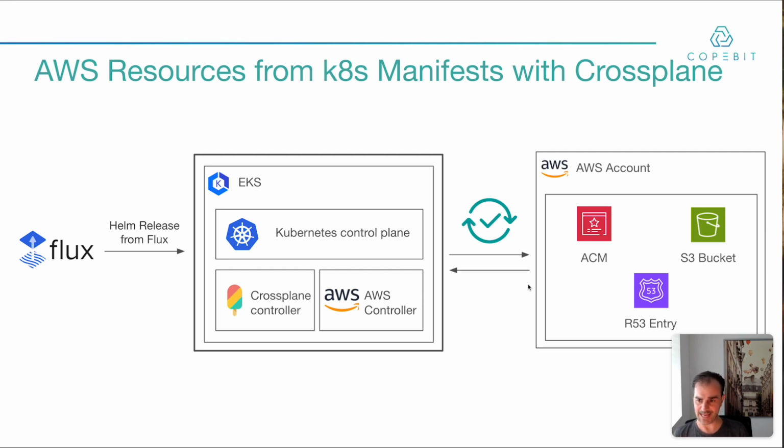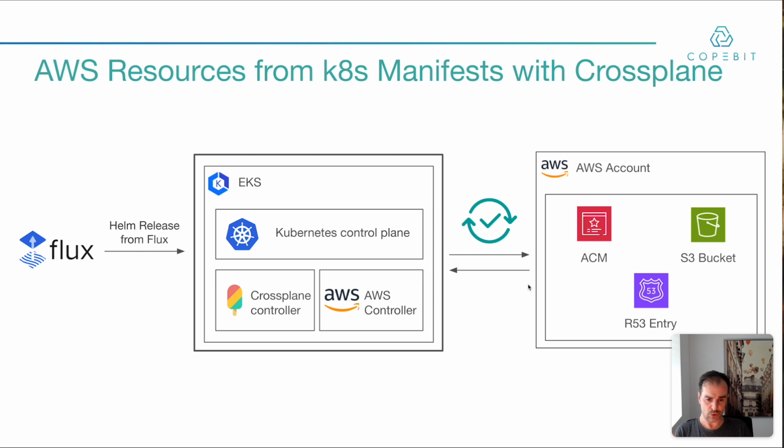So Crossplane has a controller, and that controller actually provides custom resources on the Kubernetes cluster that then can be triggered via the AWS provider and configured via roles and authentication mechanisms on the cloud platform itself.